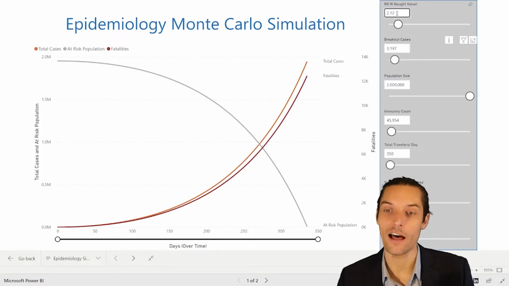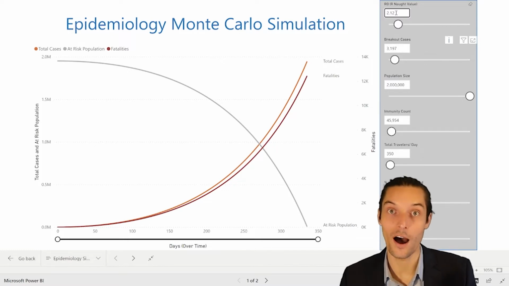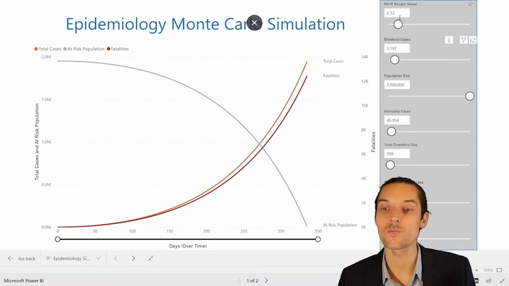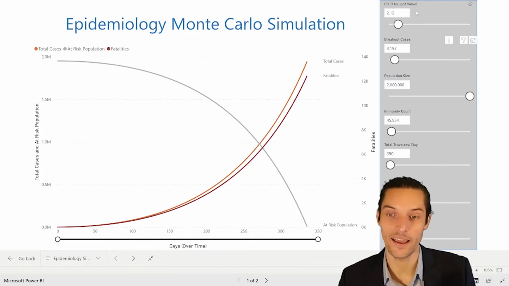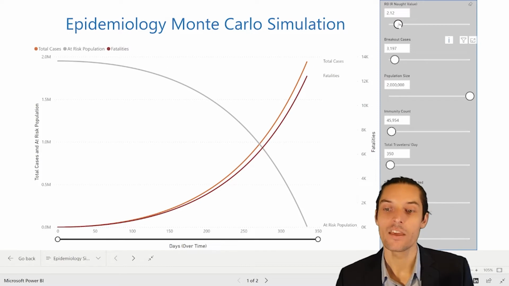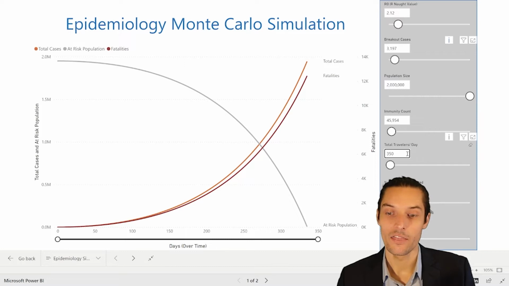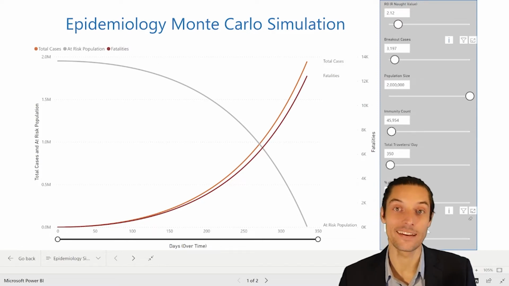And so if our R0 value is 2, what that means is that one specific case can reproduce two other cases. This is one of the most important metrics to understand in any virus, because this determines how many cases there will be in a specific population. The other metrics we have for this Monte Carlo simulation are the number of cases at the breakout, the total population size, the count of those who are immunized, the number of travelers coming in and out of that population per day, the percentage of those infected who are traveling, and the fatality rate.